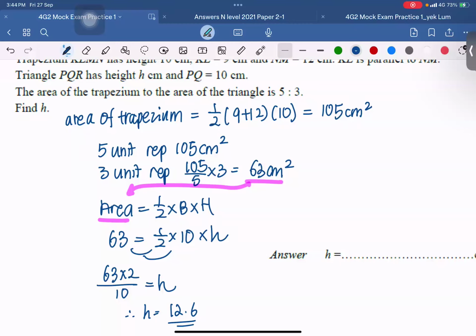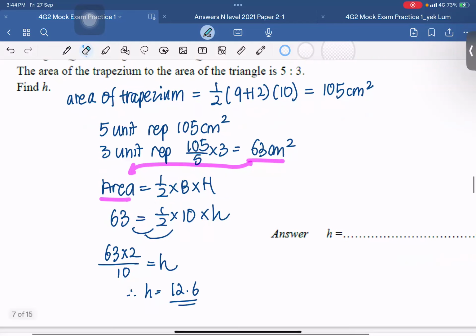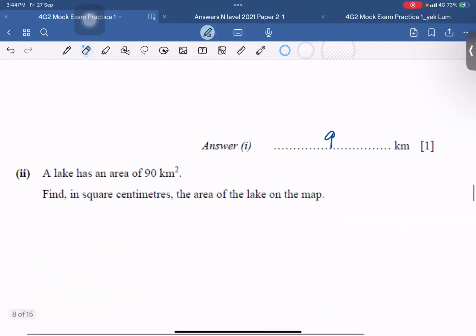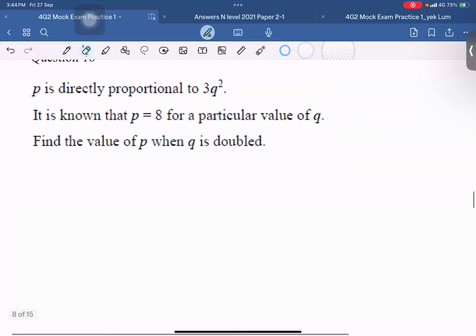Amalina got this correct. I think so. Nelly made a careless mistake. Okay? Can? Okay, I go on to the next question already. Can? Okay? Can. Next one, this one I assume you all know how to do.